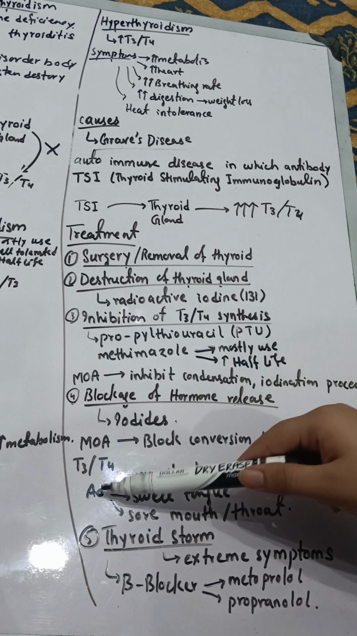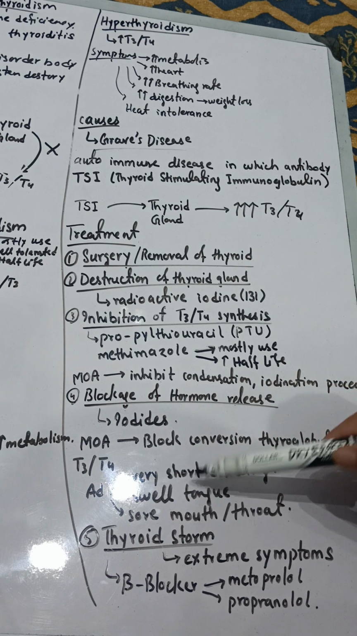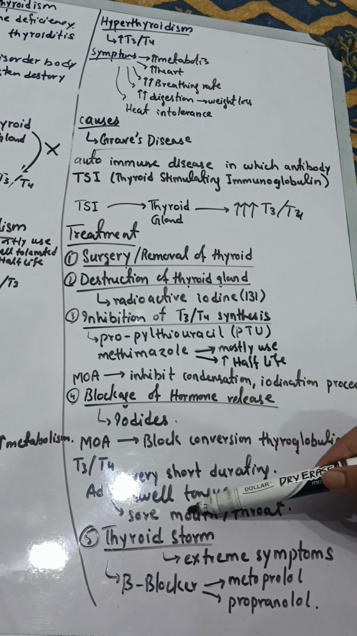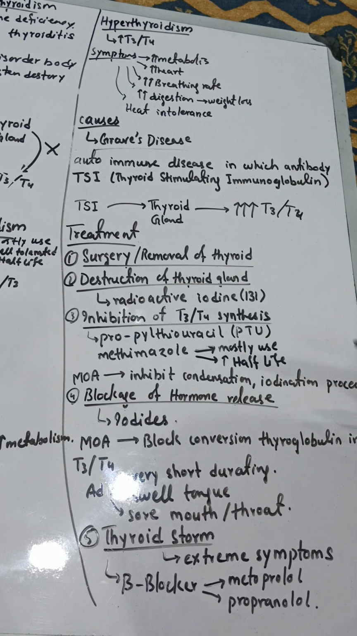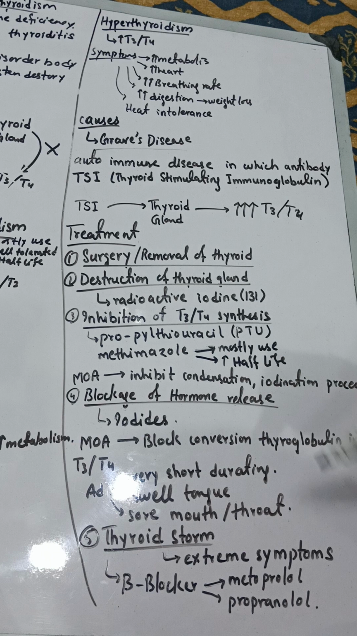So they have some side effects, like a very short duration. They can cause swelling of your tongue, and they can cause sores in your mouth and throat. Therefore it is not mostly used. Actually, it blocks the conversion of thyroglobulin into T3 and T4. So this is their mechanism of action.